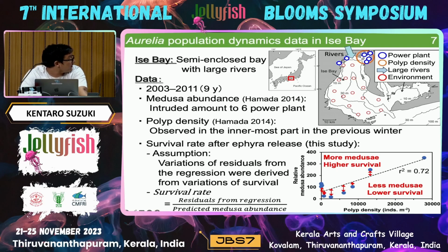The figure shows the relationship between the polyp density in the previous winter and medusa abundance, and the dashed line is a regression line. Data above the regression line means there were more medusa than predicted from the polyp density, and vice versa. So in this study, we assumed the variations of the residuals from the regression were derived from variations of survival.